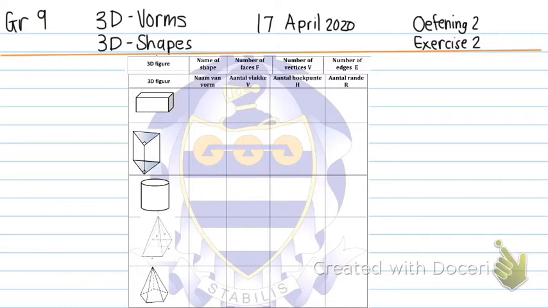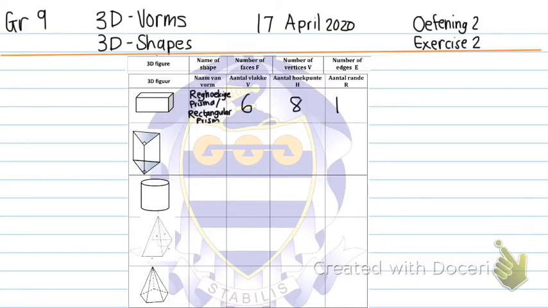Okay, so we are going to start. Please remember there are Afrikaans words also on this document, but just ignore that and listen to the English and look at the English words. Alright, first they asked us to complete the table. So they're asking us for the name of the shape, the number of faces, the number of vertices, and the number of edges. Okay, so the first figure there is a rectangular prism.